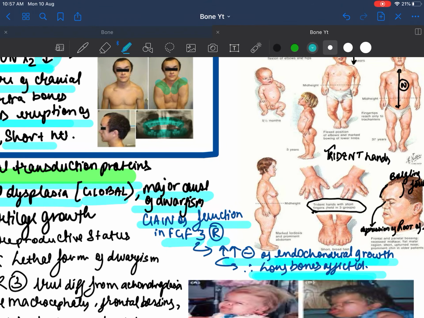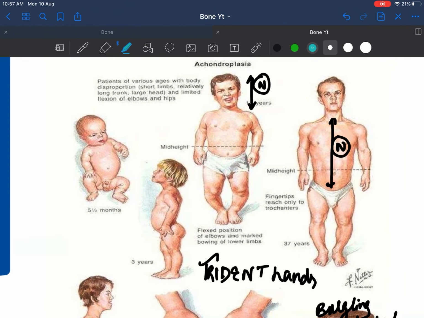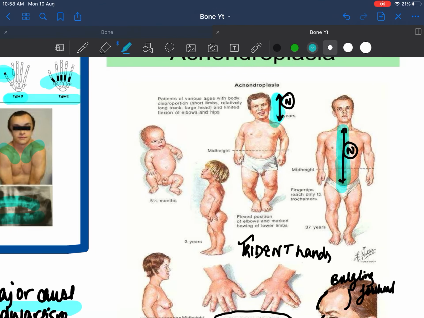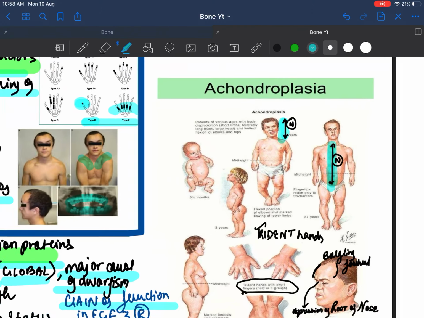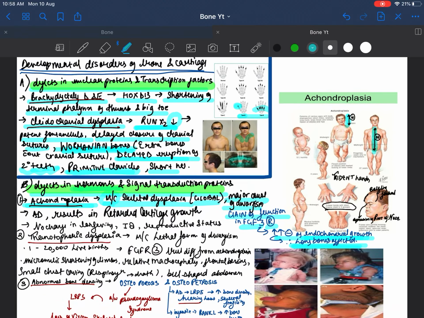So the person will have a normal head due to a normal cranium and normal sternum and normal ribs. So the trunk of the person will be somewhat normal, and the head of the person will be relatively larger, but it is actually normal to what it should have been supposed to. But the extremities of the person will be very short, and therefore the person will be a dwarf.